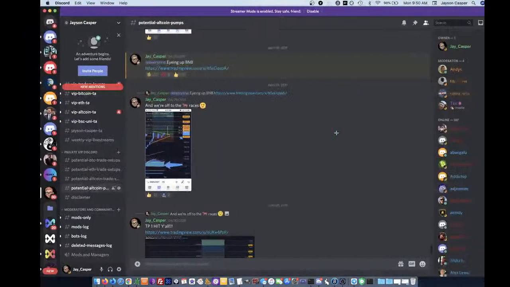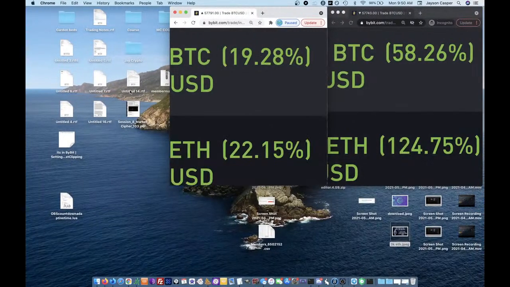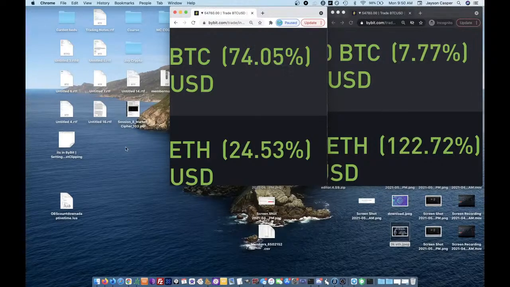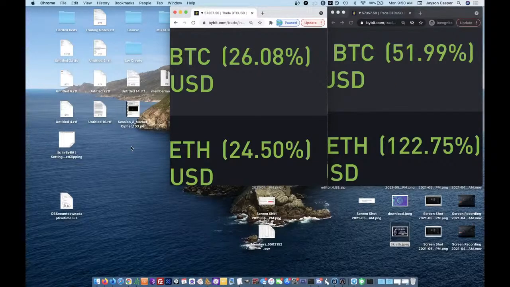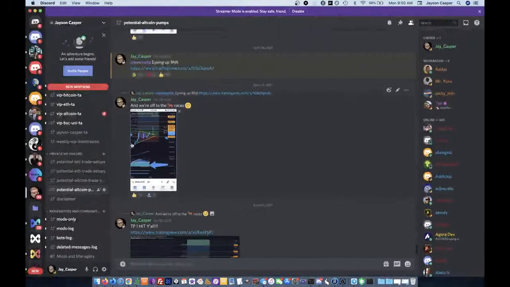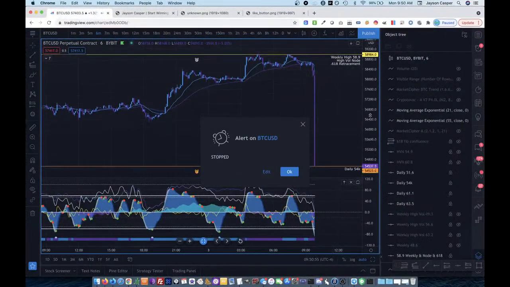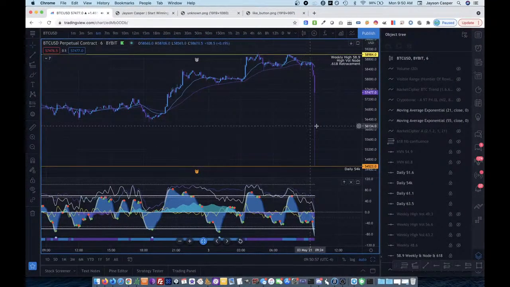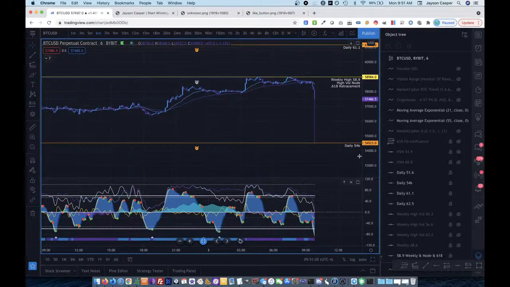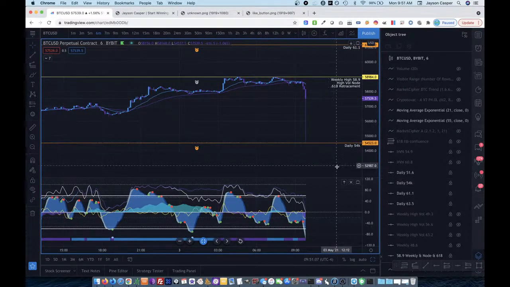Man, look at this, guys. Look, we're going to Dump City right now. My Bitcoin short is up 19% on the exact dot. My ETH short is up 23%, 24%. Wow, what just happened there? Oh my goodness. Was that real? Is this real life? We wicked all the way down to that daily level at 54,000.